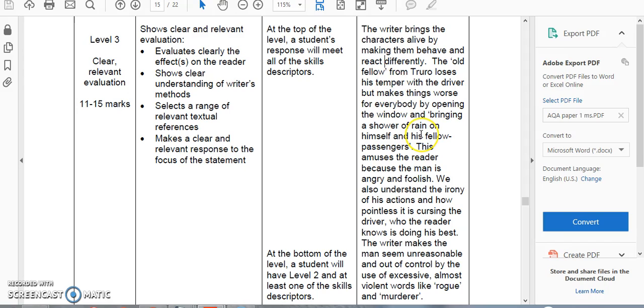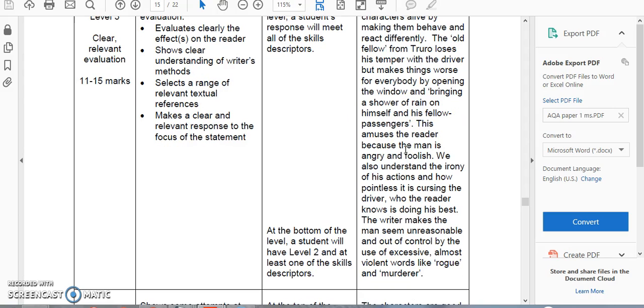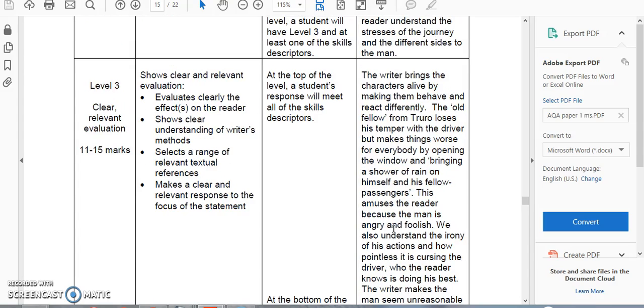Clear understanding of the writer's methods, and also you can see here they've picked up on an element of irony. They're talking about how the man's actions are ironic because he's cursing the driver, who the reader knows is doing his best, and there's not much the reader can do about the situation. And again, they're bringing this all together by saying the writer makes the man seem unreasonable and out of control by the excessive, almost violent words like rogue and murderer. So again, they're highlighting some word choice here.